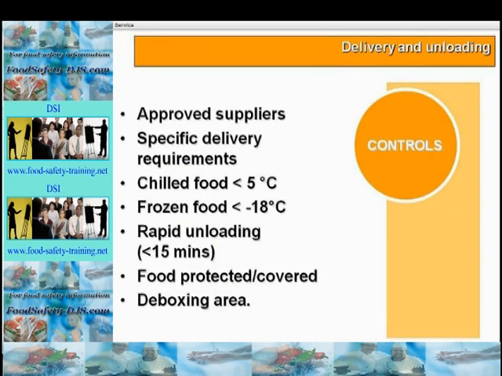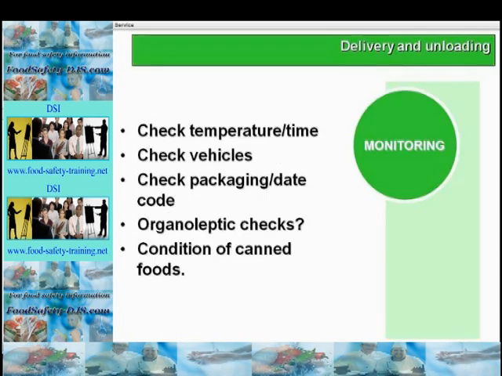So the main controls with delivery and unloading are, first of all, to use approved suppliers. No food should be exposed to the risk of contamination. There should be specific delivery requirements specified: chilled food less than 5 degrees Celsius, frozen food less than -18 degrees Celsius, and delivered in a refrigerated delivery vehicle. Quick removal to store in under 15 minutes. Food protected and covered, and a separate deboxing area.